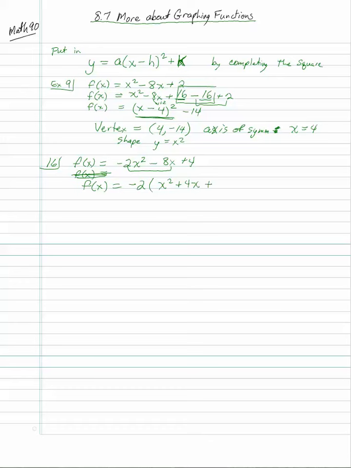Now we're going to do the completing the square. Then we leave the plus 4 out to the side. Okay, so here's where we're going to complete the square. You're going to take half of the middle term, divide by 2, so it'll be x plus 2. Square it, that'll be 4, so you add it and subtract it.